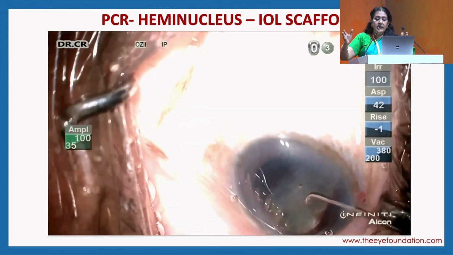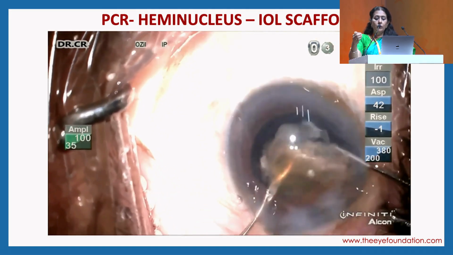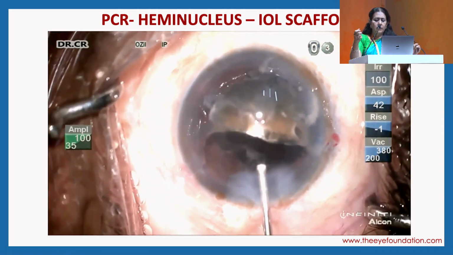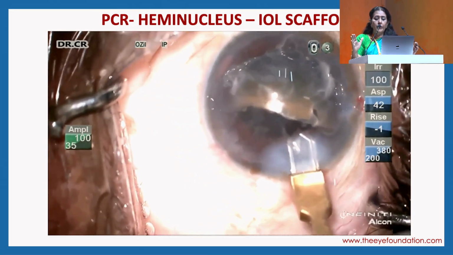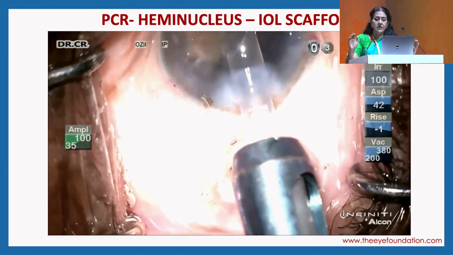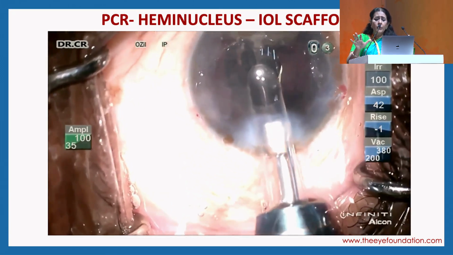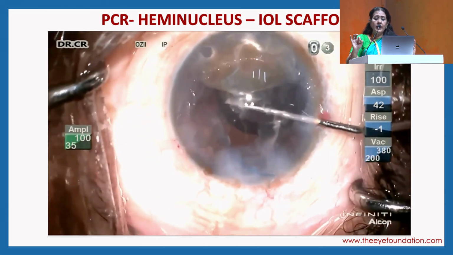And again, I see that the nucleus is dipping into the vitreous, and at that moment, I go in through the 2 side ports, and with the Simcoe's hook, I get the nucleus up into the anterior chamber. It was initially a 2.2 millimeter incision, so I enlarged the incision, and the plan of action here is to place my IOL scaffold.